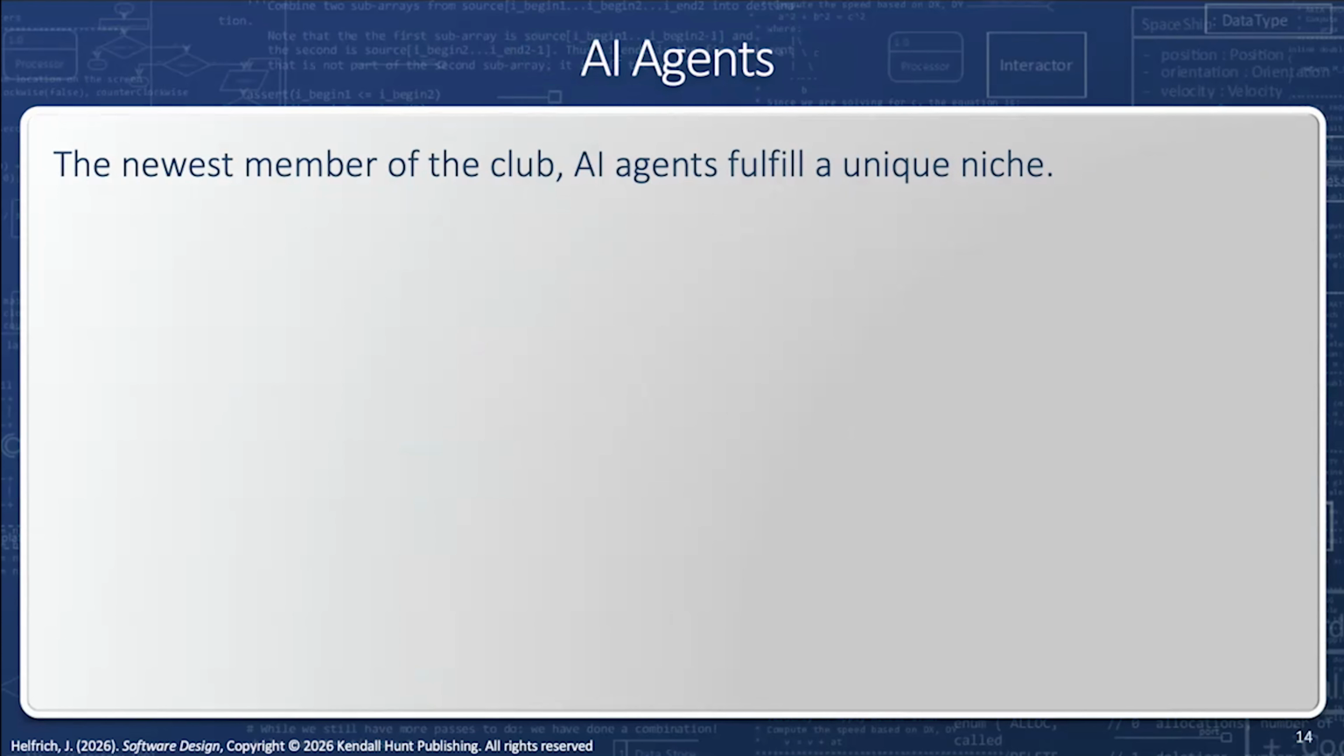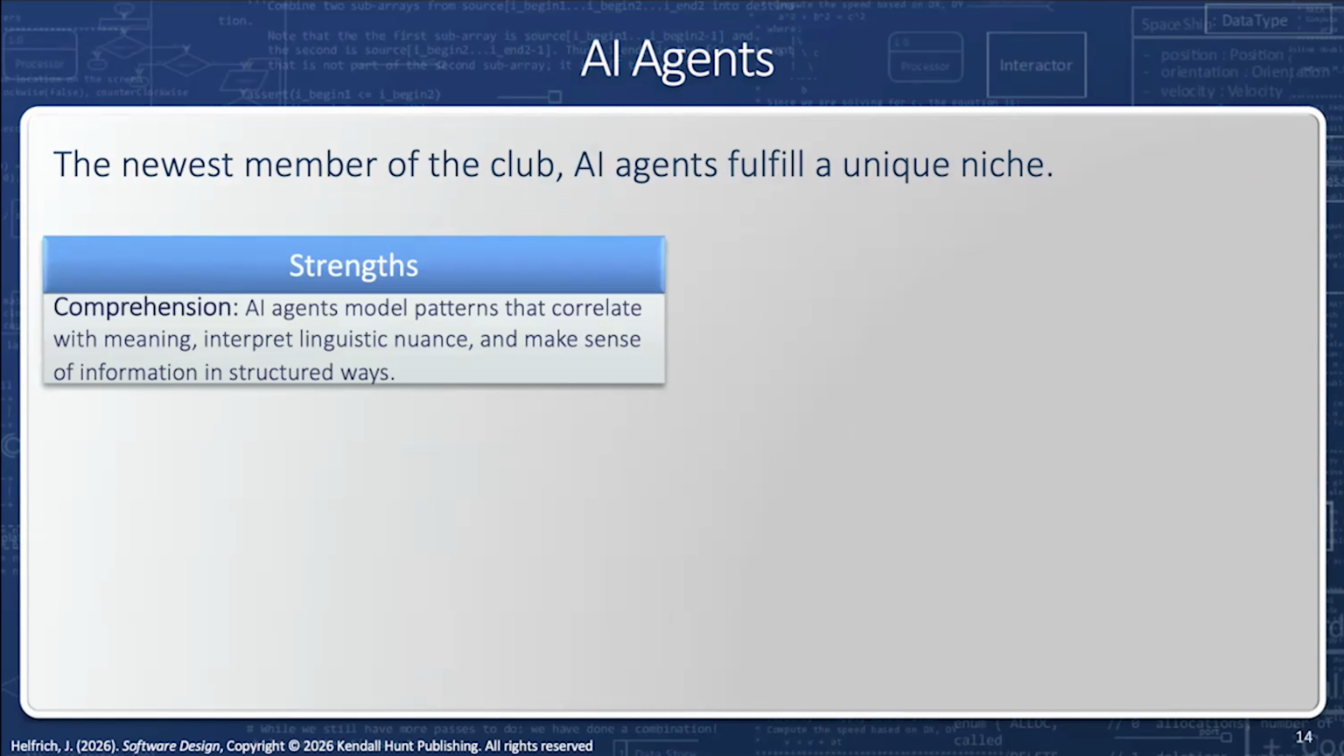Okay, taking all these things into account, let's see how AI agents fit into this niche. The first is that AI understands. AI agents model patterns that correlate with meaning, interpret linguistic nuance, and make sense of information in structured ways. These representations can produce behaviors and responses that resemble aspects of human intelligence. In other words, if a human can comprehend it, then so can an AI agent.